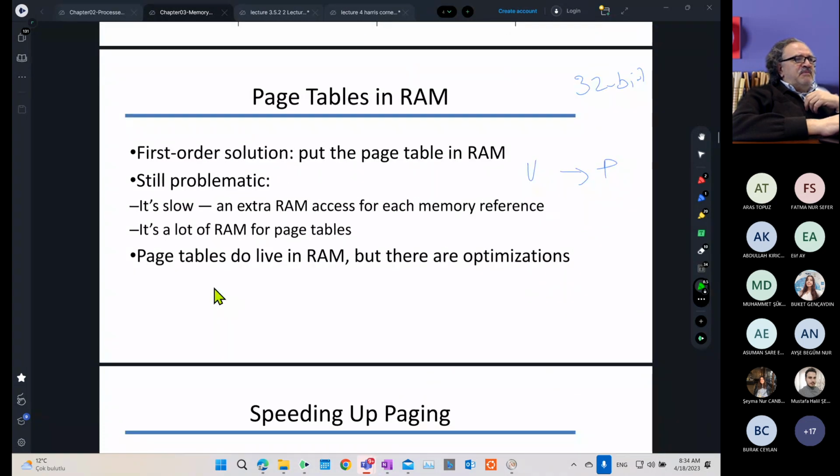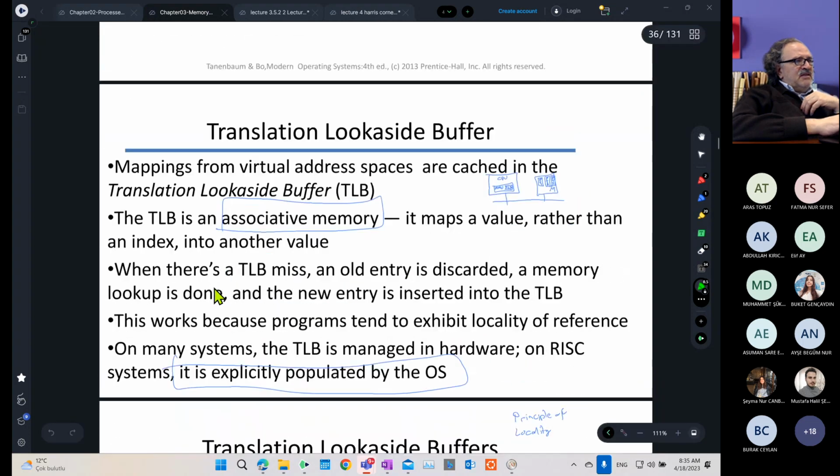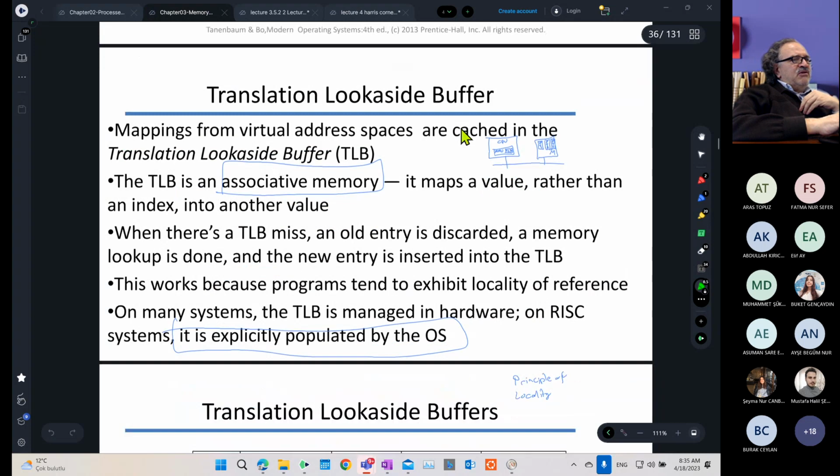Of course, I need to keep the page tables in the RAM. If I keep using them in the RAM, that's going to be very slow, because every time I make a virtual to physical address translation, it's going to take 2 memory references. I don't like that. That's going to make my programs 2 times slower compared to other approaches. So we need to come up with something. The answer is the translation look-aside buffer.